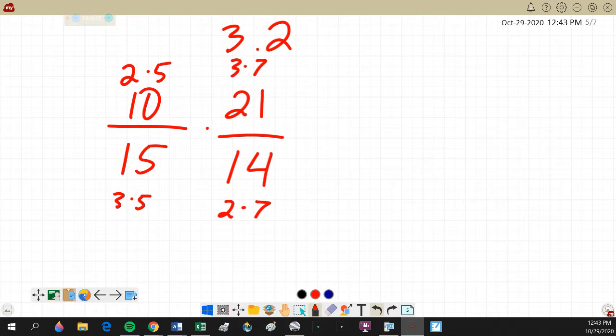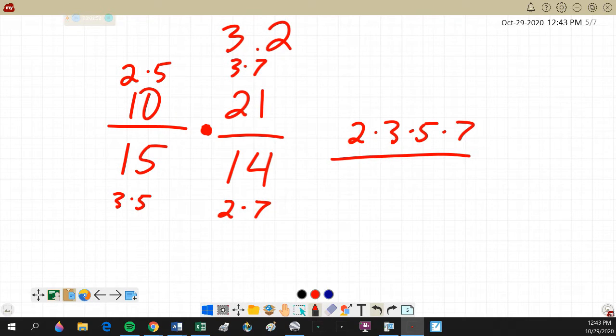And those are multiplied together, and multiplication is both associative and commutative. So I can mix the top together. I could put them together, put them in order, and it would still be the same fraction. So really, on top I have 2 times 3 times 5 times 7. And on bottom, I have 2 times 3 times 5.